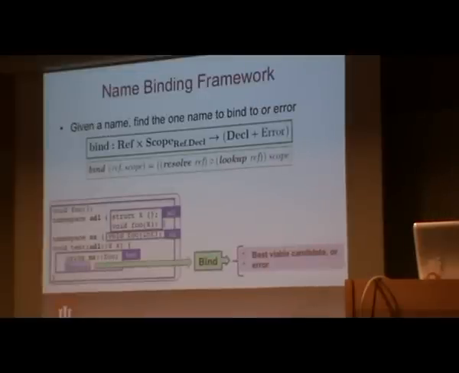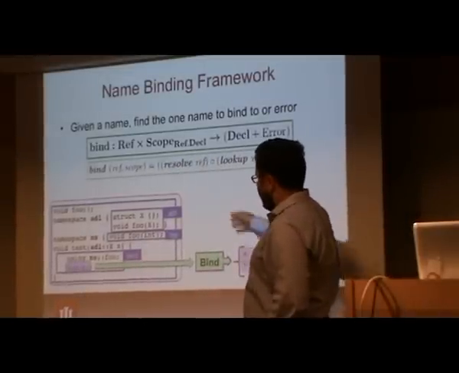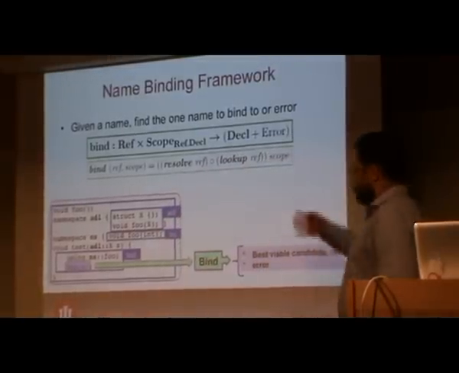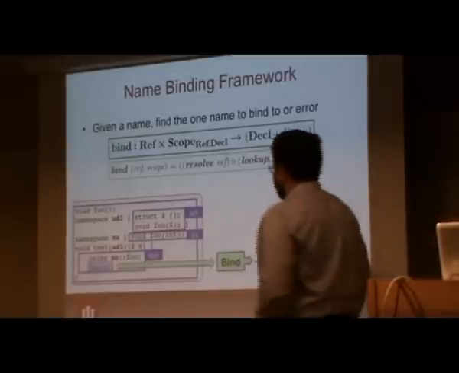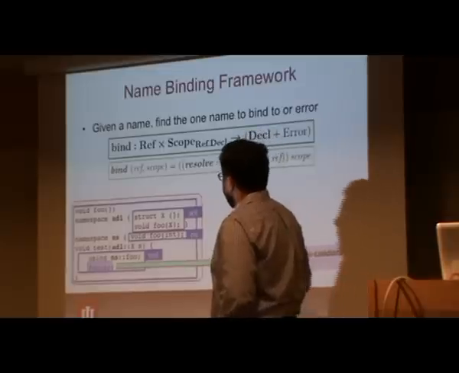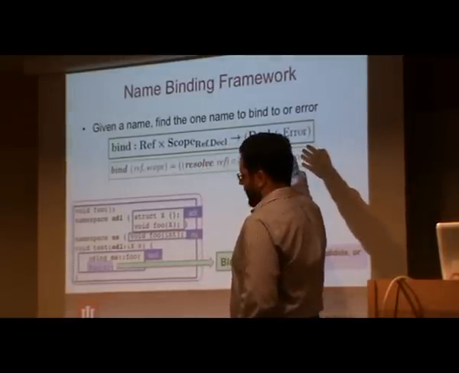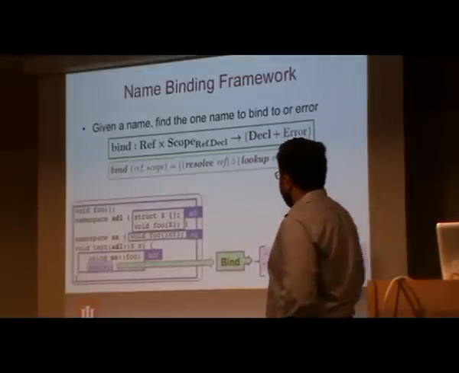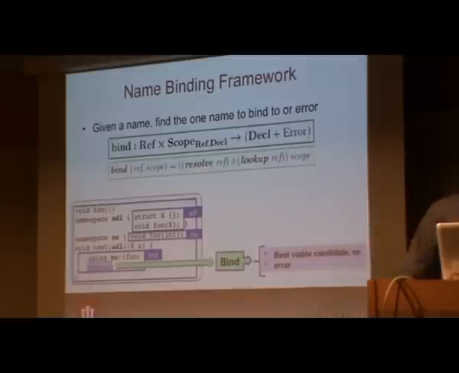So the goal of our name binding framework is this: we come to a place here, we see this foo, and we have some scopes generated by the compiler. We don't actually generate these scopes, we assume that they are there, given by the compiler. Given a reference and some scope, we want to get either a declaration or an error. And our bind is composed of lookup and resolve, which I will talk about later.